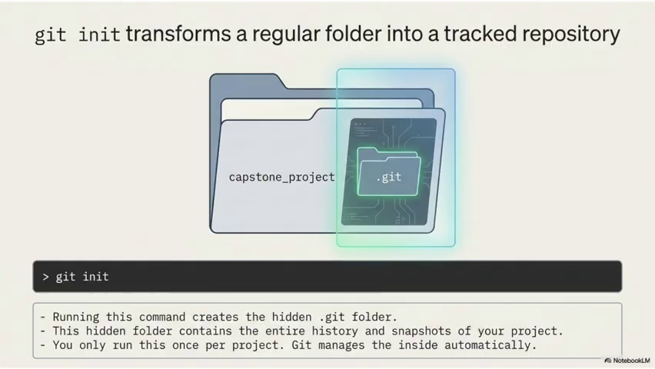After git init, run git status to confirm tracking is active. You'll see the message "On branch main" confirming the repository is initialized. From this point, Git is watching every change you make to files in this directory.